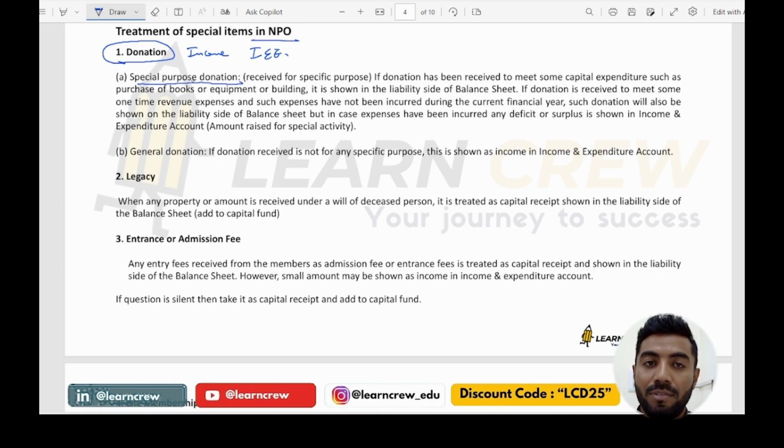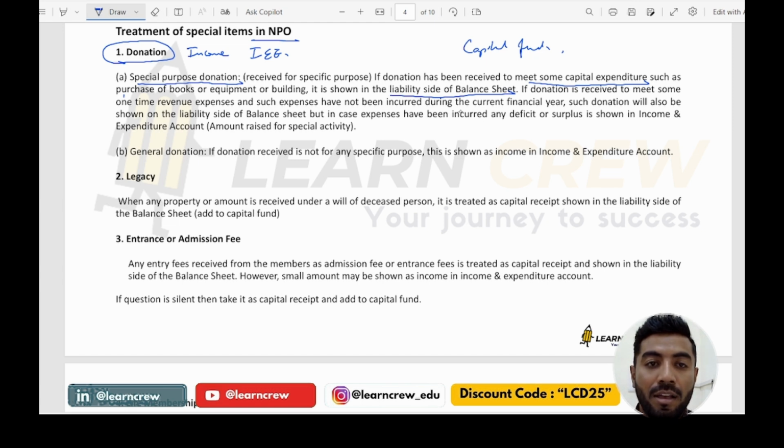If the donation is special purpose, if the donation has been received to meet some capital expenditure, like I mentioned, for any building, purchase of land and machinery, purchase of books or equipment, all that will be shown on the liability side of the balance sheet. It will be shown on the liability side of the balance sheet as a capital fund, or if it is any specific fund, then you can show the name of the specific fund account.